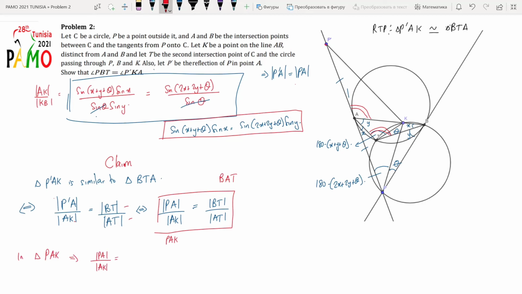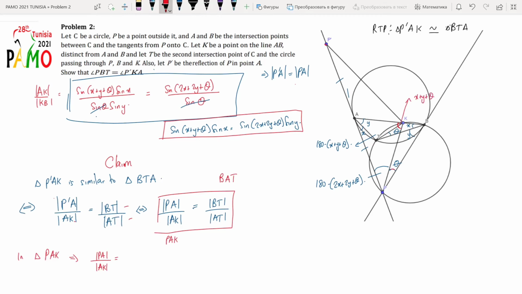So in our triangle PAK, line segment PA faces this angle here. Let's try and find it in terms of all the angles we have gotten so far. So we know that this angle here in red is going to be equal to the sum of these two other angles here. This angle is going to be the sum of this angle plus this angle. So that is going to be x plus y plus theta.